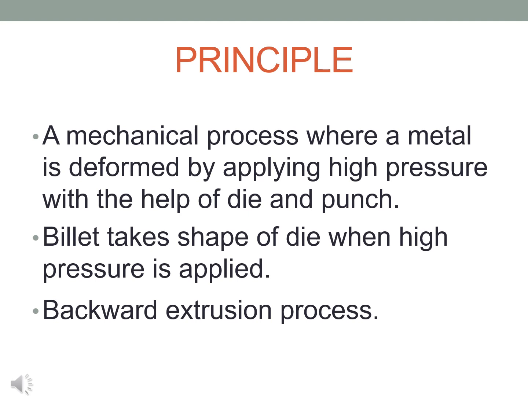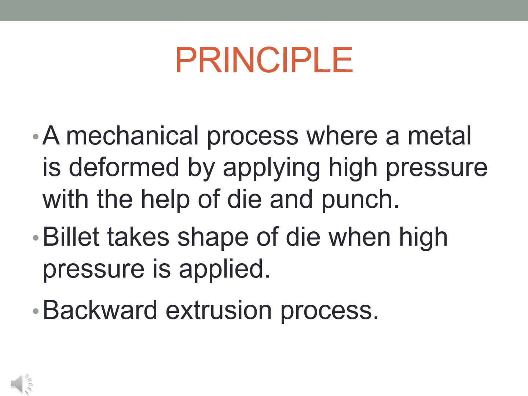Let us now discuss the principle or the working mechanism of extrusion forging. As you all know, extrusion forging is a mechanical process where the metal is deformed by applying a high pressure with the help of die and punch. The punch, also called ram, helps in deforming the metal by applying a high compressive stress and moves with a constant velocity.